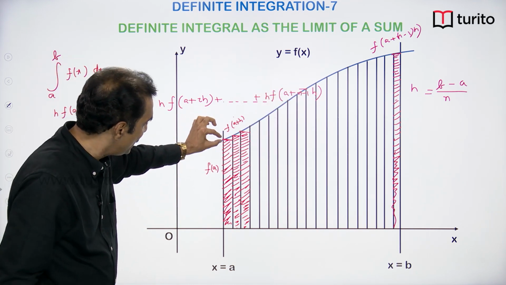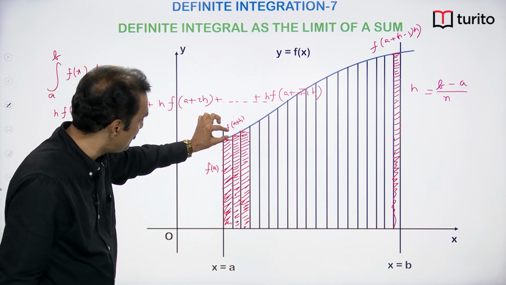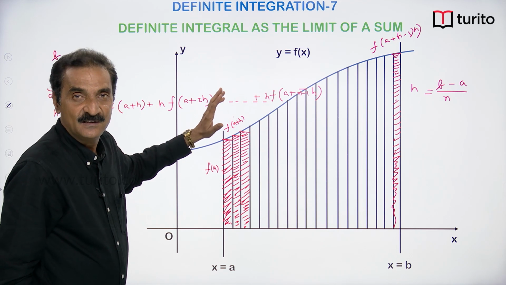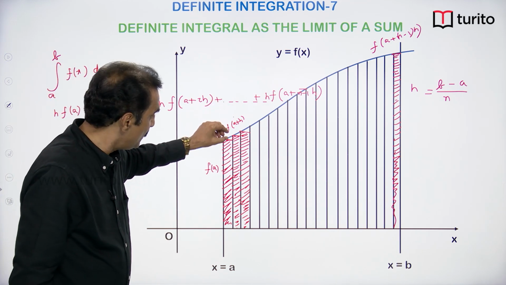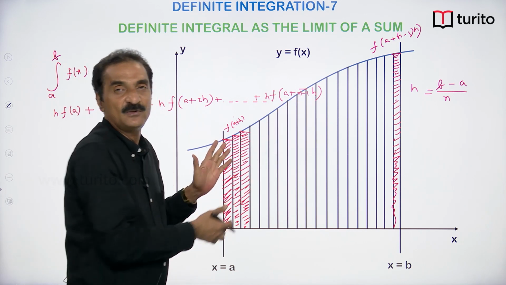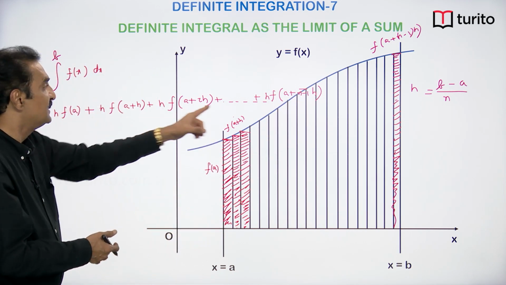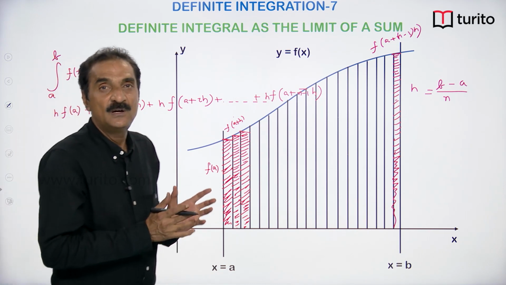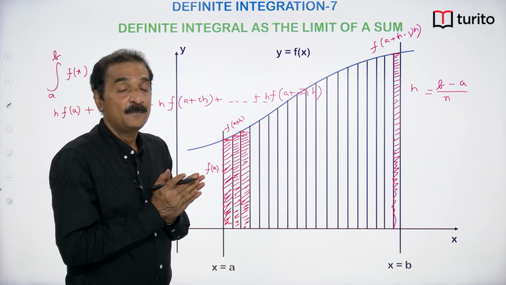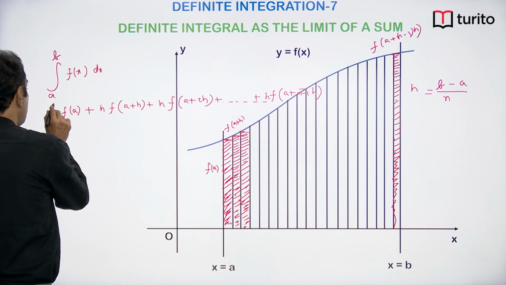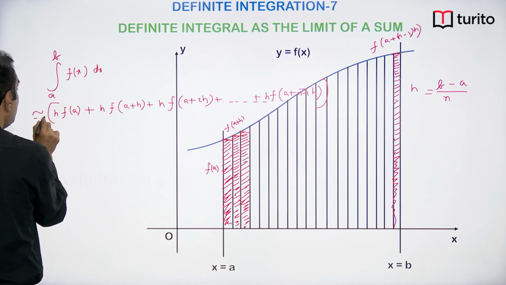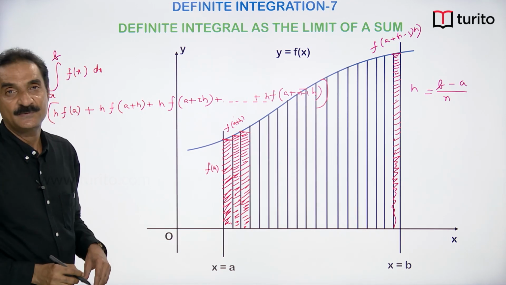Approximately, because here this is not actually a rectangle, some area is there above this rectangle, that is ignored. So ignoring all these areas, we are getting the approximate value of this area as this. This is how we add the values of the function. Now we can write this definite integral is approximately equal to this.